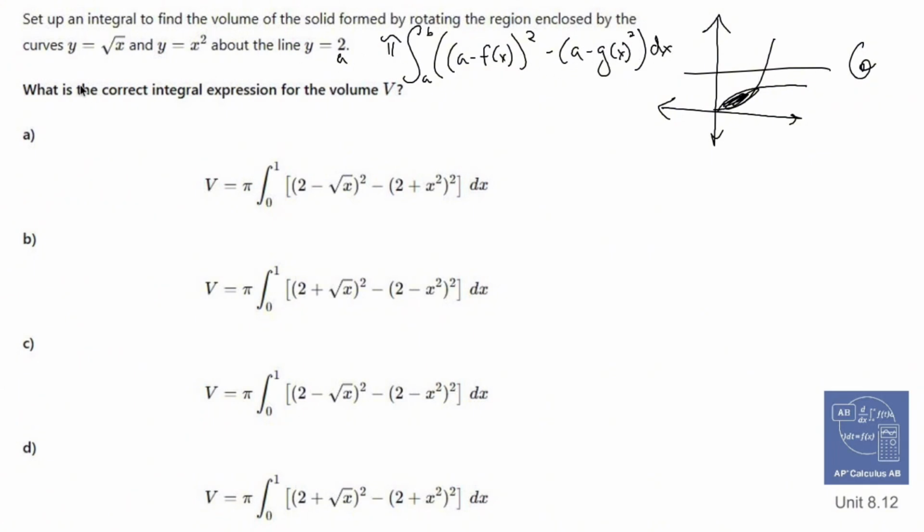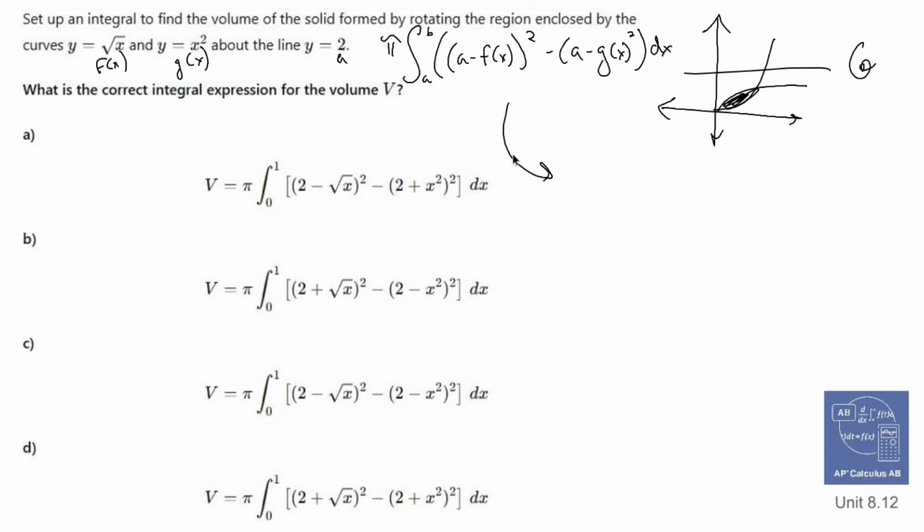All right, so I'm going to label the upper one. It seems to be x squared, or no, I take it back, the upper one seems to be the square root of x. So that would be my f of x, and x squared would be my g of x.